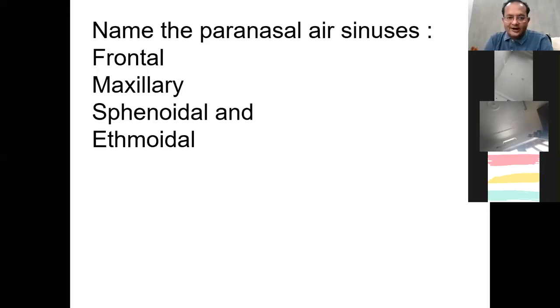And the ethmoidal air sinuses: anterior ethmoidal air sinus, middle ethmoidal air sinus, and posterior ethmoidal air sinus, which are present in the ethmoid bone of the skull. So there are 4 air sinuses: frontal, maxillary, sphenoidal, and ethmoidal. You can remember it by the FEMS mnemonic. F for frontal, E for ethmoidal, M for maxillary, and S for sphenoidal. These are the paranasal air sinuses which are present around our nasal cavity.